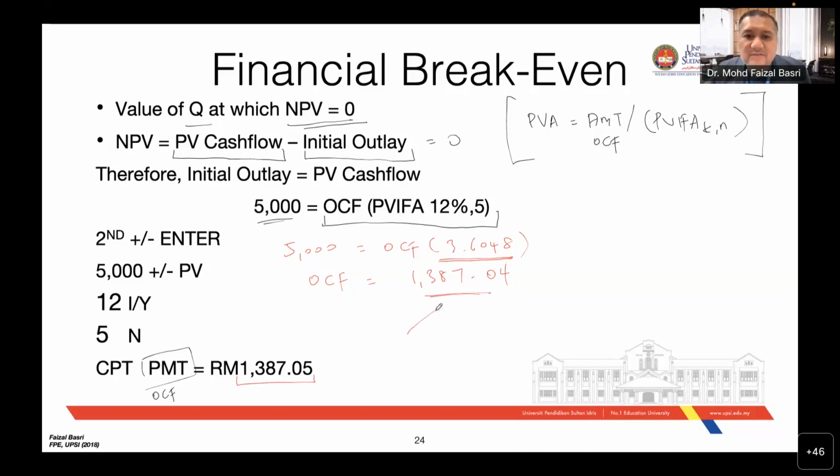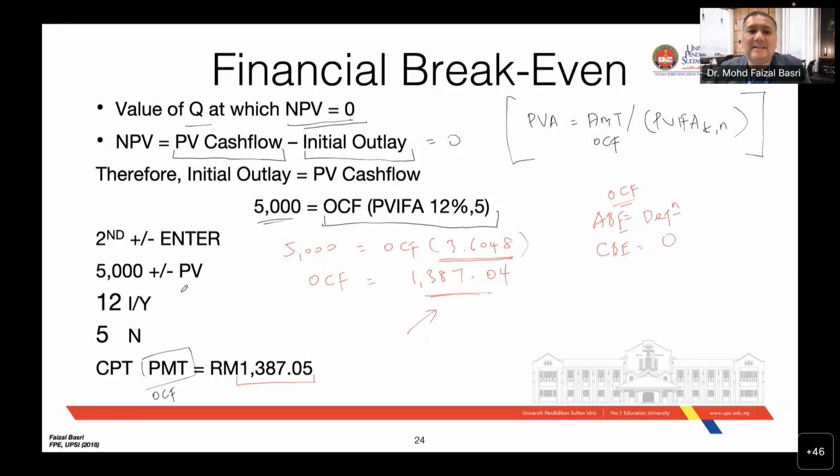So once you have this information, similar like before, remember ABE, accounting break even. So this is for the OCF value. To find the OCF value for ABE, the OCF is equivalent to the depreciation amount. Okay, for cash break even, the OCF is equal to zero. But for financial break even, there's no standard information. You need to find the OCF for financial break even based on when the NPV equals zero.